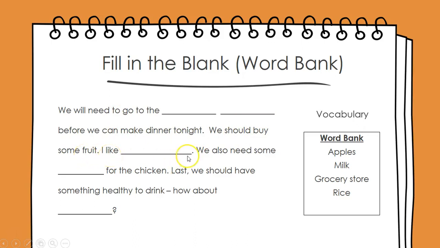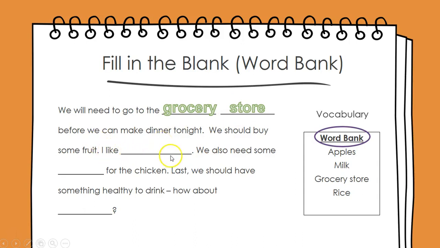I like blank. We also need some blank for the chicken. Last, we should have something healthy to drink. How about blank? So, if we use our brains and look at the word bank, we can figure out that going where? To the grocery store. Now, this hint is nice because grocery store is 2 words, and you can see we have 2 blanks here. So, before we can make dinner tonight, we should buy some fruit.